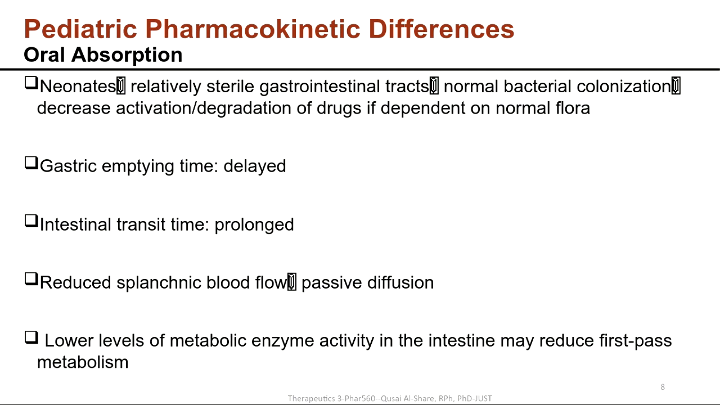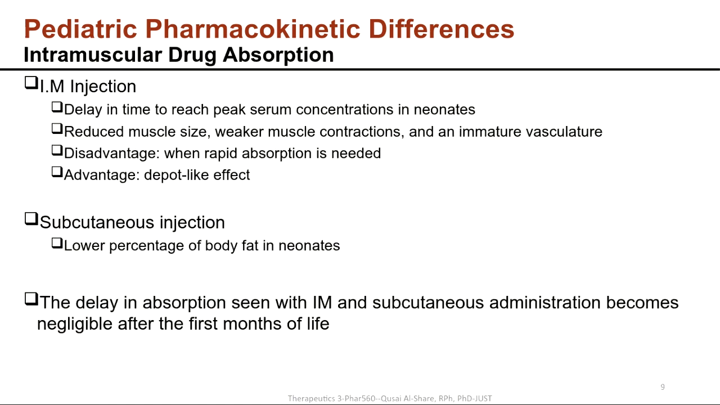Again, we have lower levels of metabolic enzyme activity in the intestine, which may reduce first pass metabolism. The main first pass metabolism is normally in the liver. However, we have some little activity for certain enzymes in the GI tract, in the intestine. So in pediatric patients, we have lower levels of these metabolic enzymes. As a consequence, drug concentration will increase in this patient population when they are newly born. So this is about oral absorption of a drug.